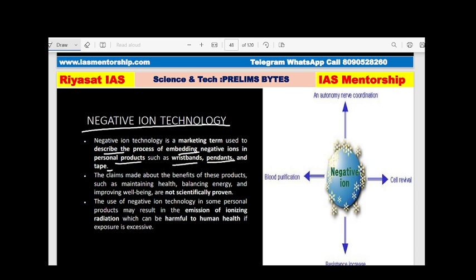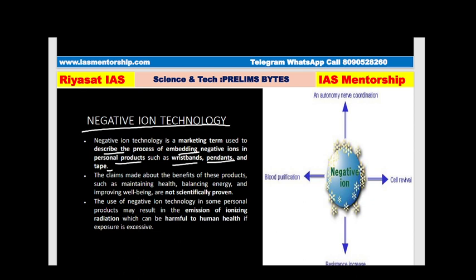नेगेटिव आयन जो है वो हमारे पर्सनल प्रोडक्ट्स में इंक्लूड मतलब उसमें लगा हुआ रहता है. पर्सनल प्रोडक्ट्स का मतलब जैसे रिस्ट बैंड हुआ, पेंडेंट्स हुआ, टेप हुआ. ओके, बेसिकली क्लेम्स जो बोले गए हैं, the claims made about the benefits of the product, जैसे बोलते हैं ना कि वो हेल्थ को मेंटेन कर रहा है, बैलेंस कर रहा है एनर्जी, वो साइंटिफिकली प्रूवन नहीं है. ठीक है, साइंटिफिकली प्रूवन नहीं है और बल्कि उससे ऐसा हो सकता है कि हमको नेगेटिव रेडिएशन से एक्सपोजर हो जाए. आजकल everyone is using smart watch, wrist band, fitness band, pendants जिसमें जो है नेगेटिव आयंस रहते हैं.